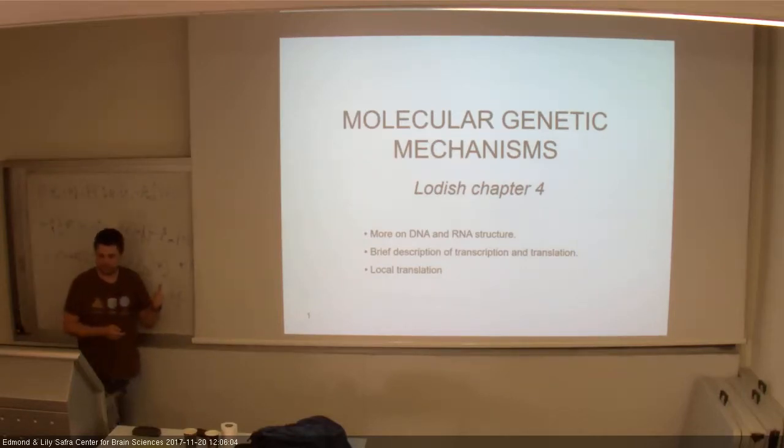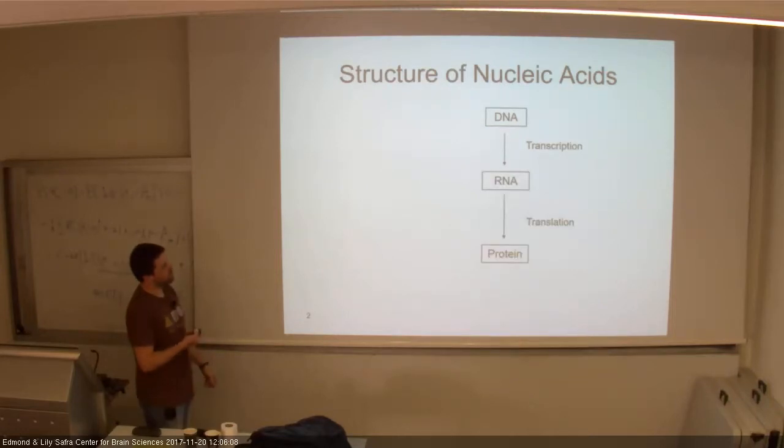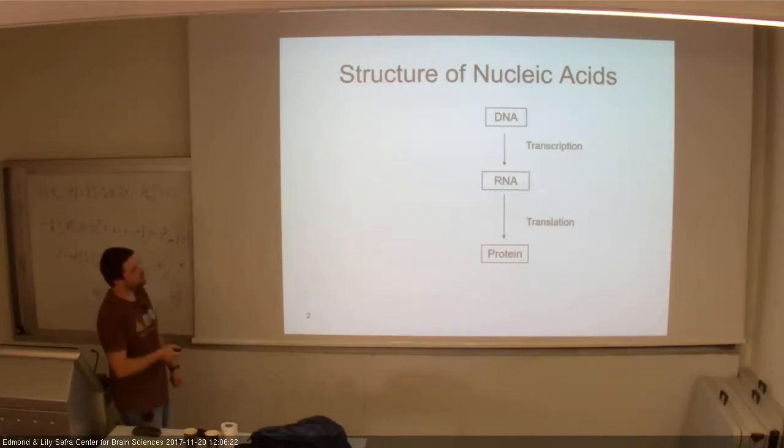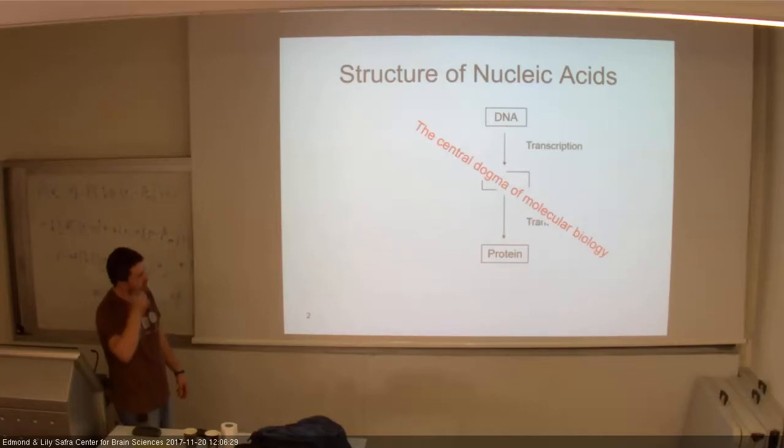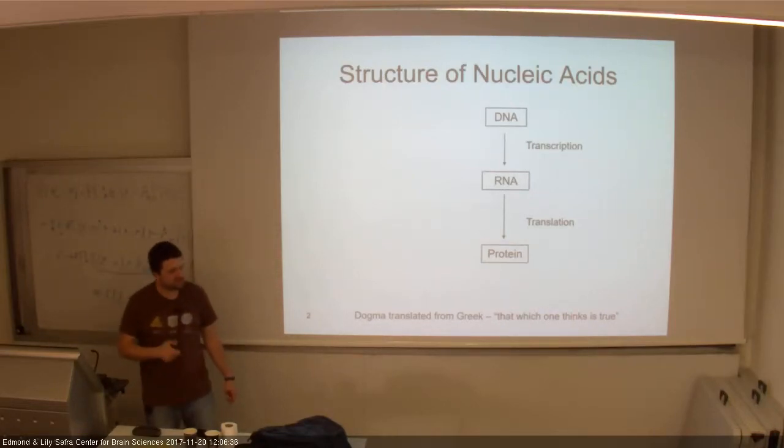So the basic dogma of biology is DNA, RNA: DNA transcribes into RNA, and then RNA in turn translates into protein. Okay? So this is the central dogma of molecular biology. What is a dogma? Dogma in Greek is that which one thinks is true.